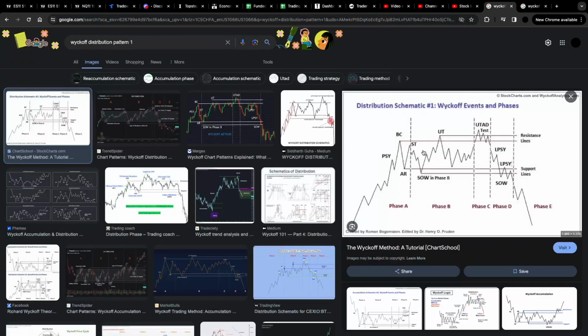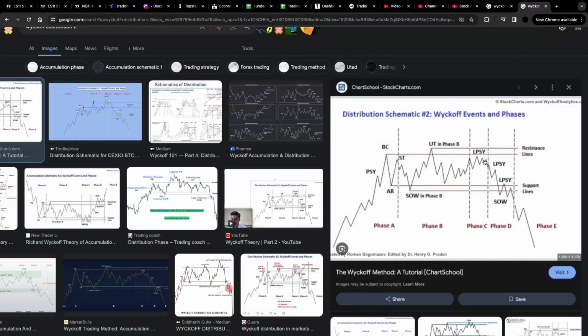So this pattern is called the Wyckoff distribution pattern. There's 2 versions of it. You have schematic number 1 and schematic number 2. They're very similar, but essentially with number 1, you have a new high that gets posted above here, whereas with number 2, you don't have that high.